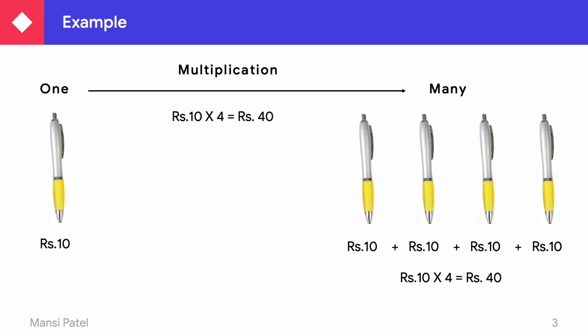The cost of one thing multiplied by how many pens are here? 4 pens are here. So we have to multiply by 4. So 10 4s are 40. This concept you already studied in your third standard. Now, in our fourth standard, we have to solve this sum by the unitary method. Let us see.